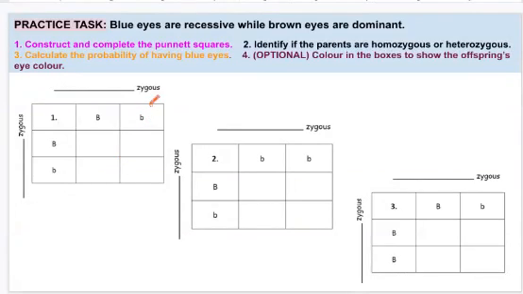So if we have, let's say this is the paternal one, we have uppercase B, lowercase b, we would call this a heterozygous. I'll see if I can use this mouse.